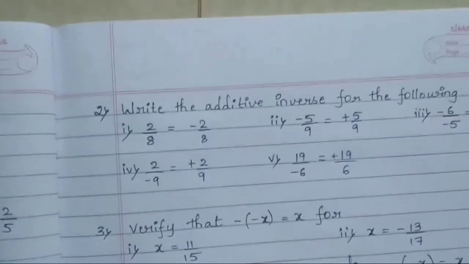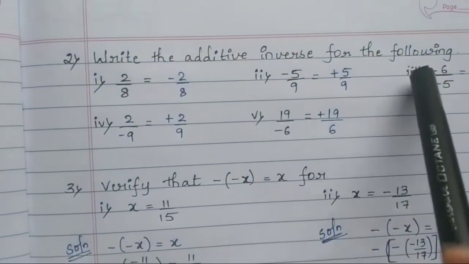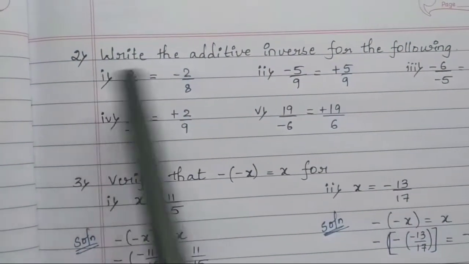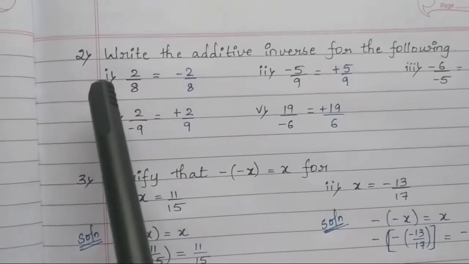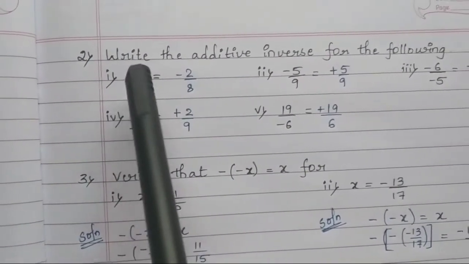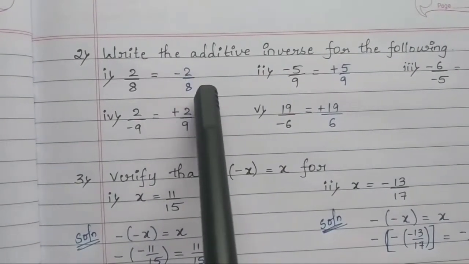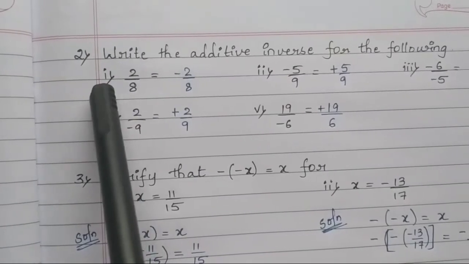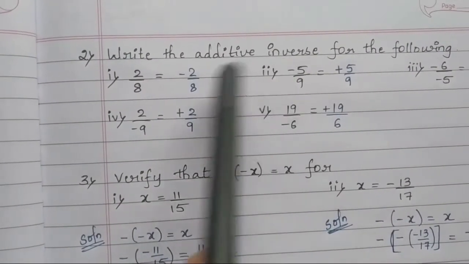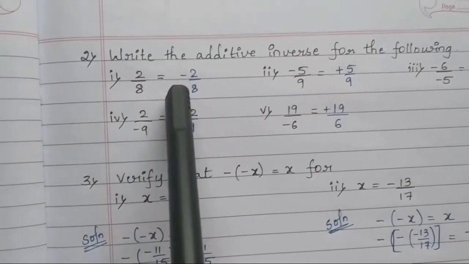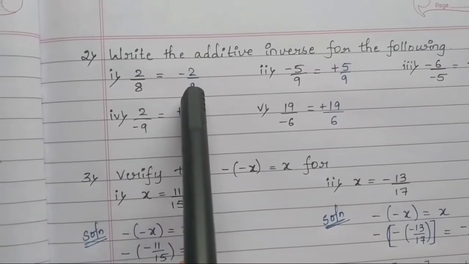Next we will study the second question here, that is, write the additive inverse for the following. So what is additive inverse? Additive inverse here means you only have to change the sign. That is, 2 by 8 will become minus 2 by 8. As you can see, 2 by 8 is positive here. You can find its additive inverse by changing its sign, from positive to negative, that is minus 2 by 8.